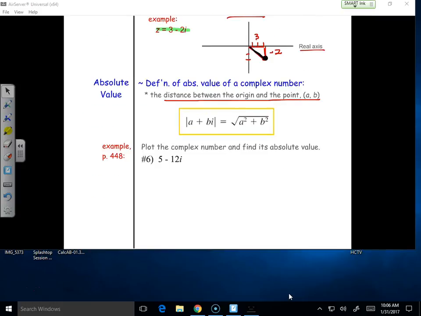So then in number 6, when it says plot the complex number, question, kiddos. Where are we putting the 5? On the x or on the y? On the x because it's the real component, so we're going to go out 5, and then we're going to go down in y. It's negative. Go ahead and graph our point. And how do we find the absolute value of 5 minus 12i?